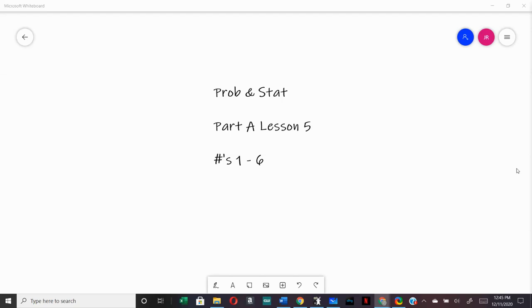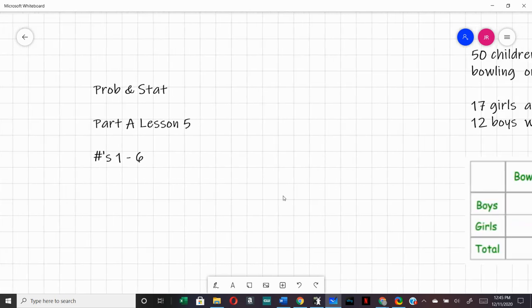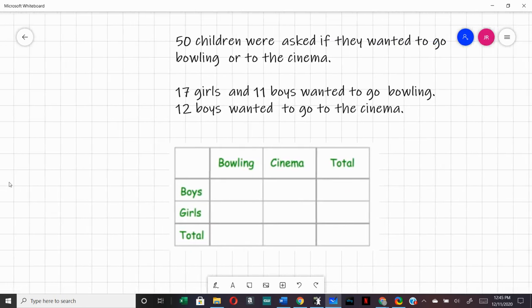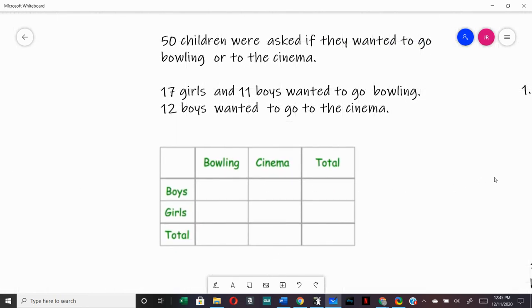This is Mr. Rowe looking at Problem Stat Part A. This is lesson 5. We're going to look at an example like numbers 1 through 6. This is where you have to take the two-way table and then answer some questions about the two-way table. So here's the information for our two-way table.